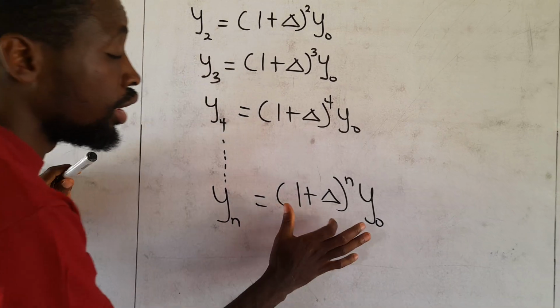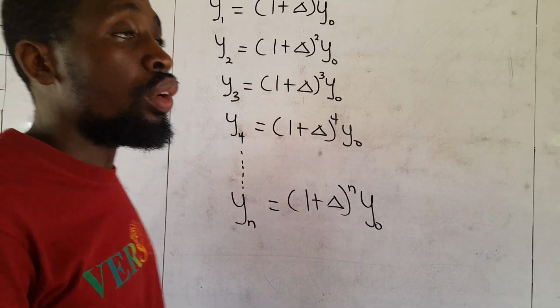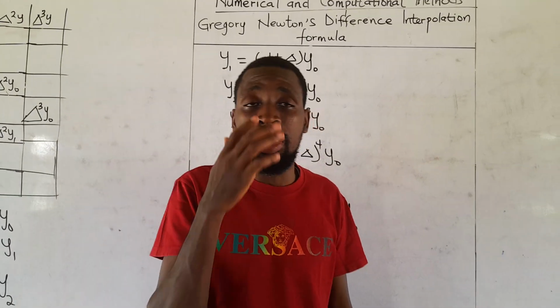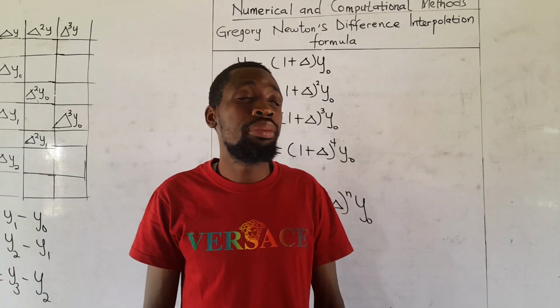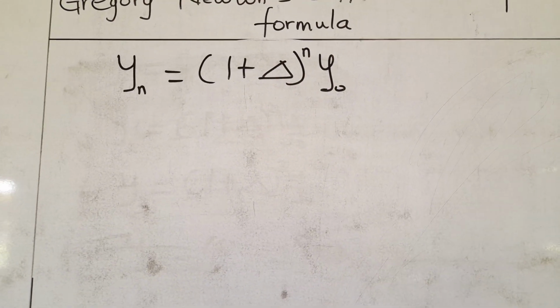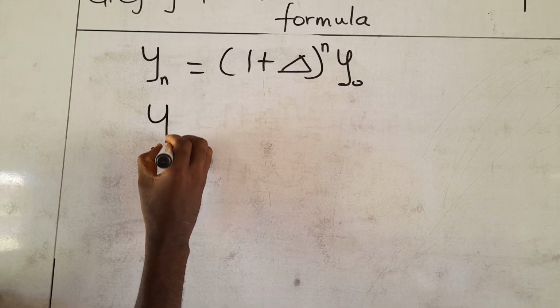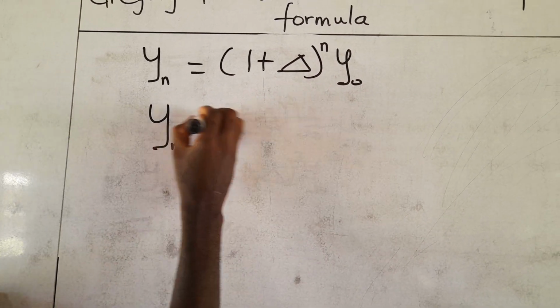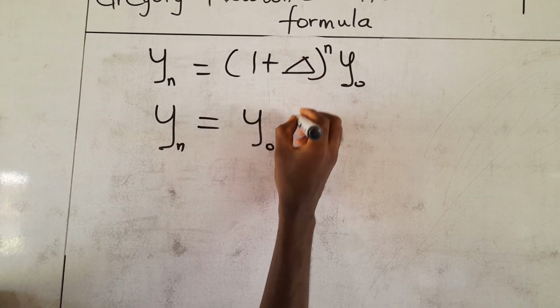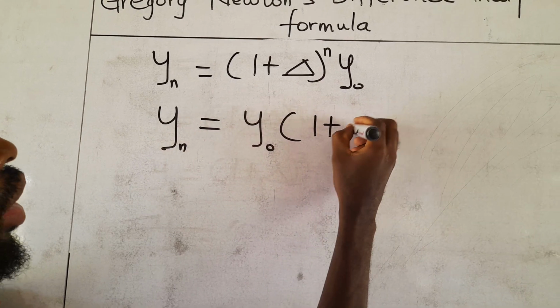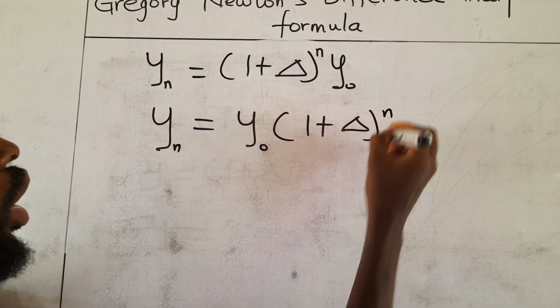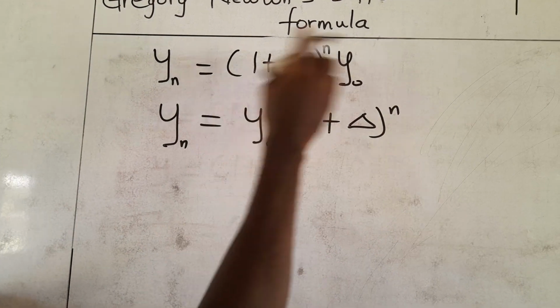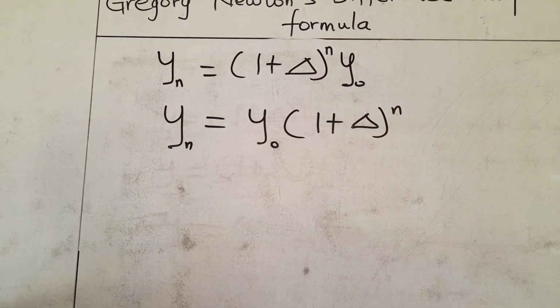So we are going to use this to develop Gregory Newton's forward difference interpolation formula. This can be rewritten as y subscript n is equal to y naught bracket 1 plus del exponent n. So I just interchanged the position. Remember, multiplication is commutative.